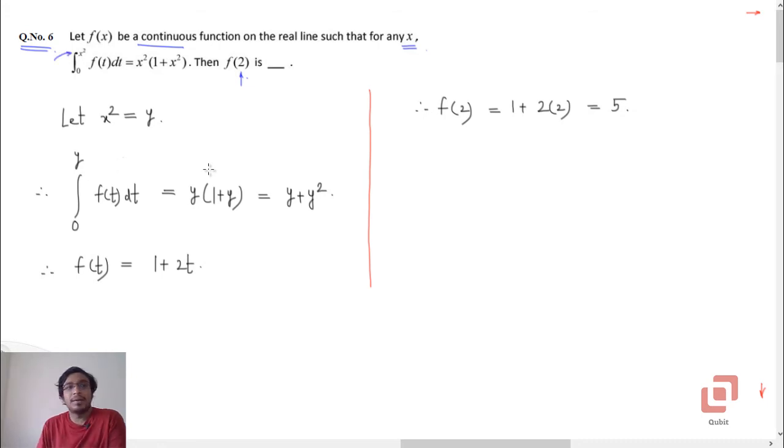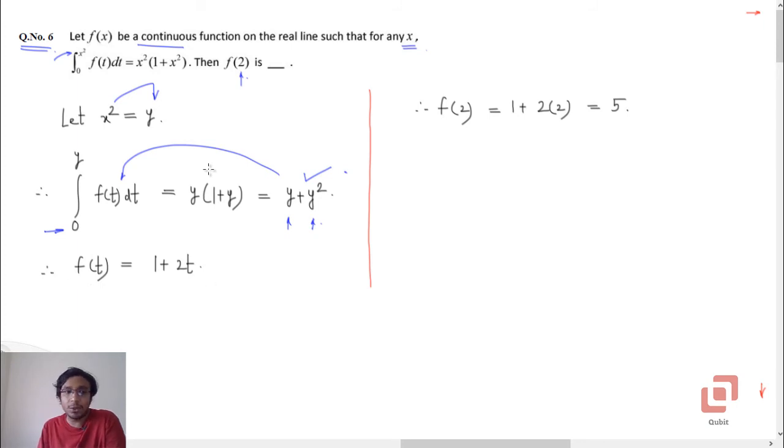Step 1, what I did was I substituted x squared as y. So we could now write the given integral as the integral of f from 0 to y equal to y plus y squared, because y is x squared. Now do you observe that because we have a 0 here, the value of the integral at the lower limit will always be 0. So this allows us to take the derivatives of y and y squared and put them back here, by the fundamental theorem of integral calculus.